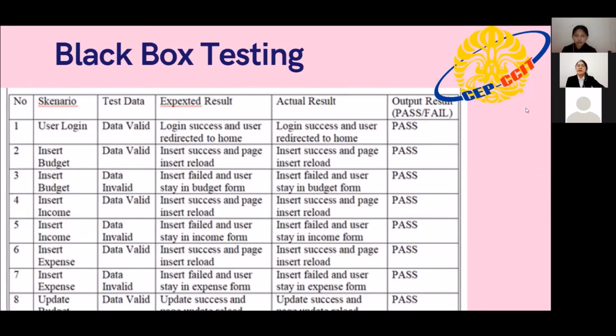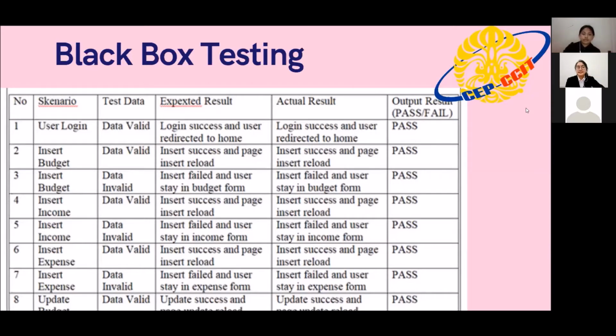There are several testing scenarios that we use here. For example, first is user login. The test data is data valid, and the expected result is login success and user redirect to home, and the actual result is login success and user redirect to home. So the output result is pass. The second is insert budget. The test data for this testing is data valid. The expected result is insert success and page insert reload. The actual result is insert success and page insert reload. So the output result is pass.